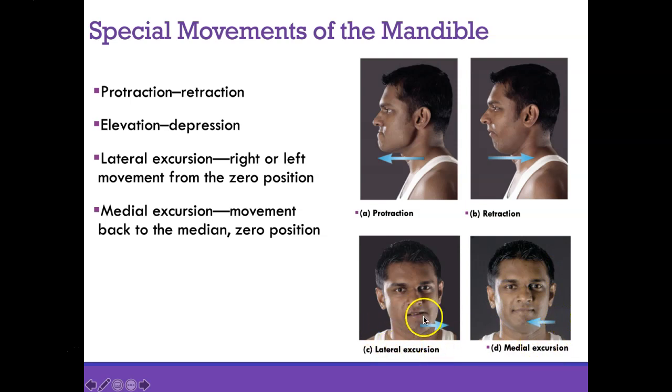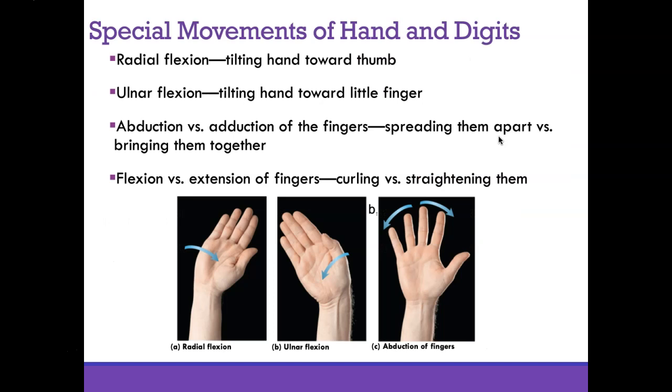This is lateral excursion. We spoke about protraction and retraction and elevation and depression. When we grind side to side, we're doing medial excursion. So these are not as important. I mentioned some of these examples already.